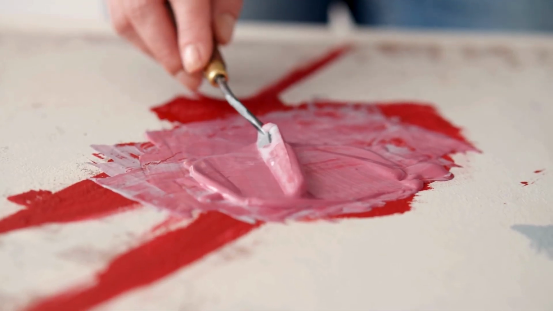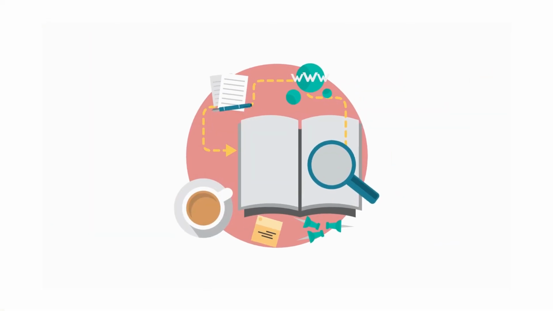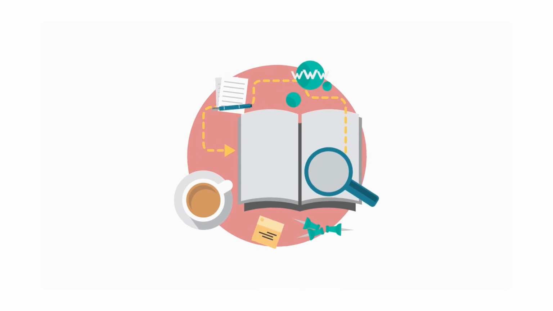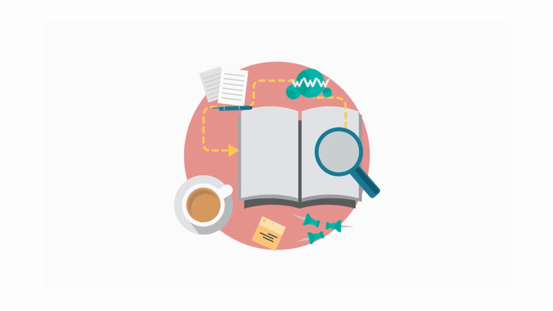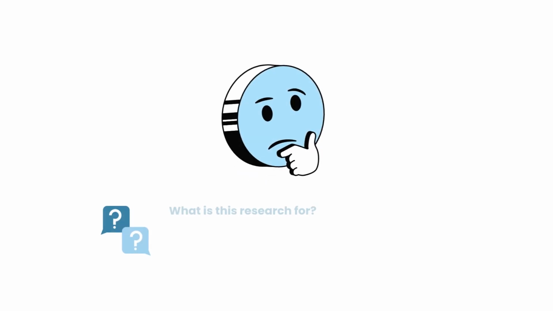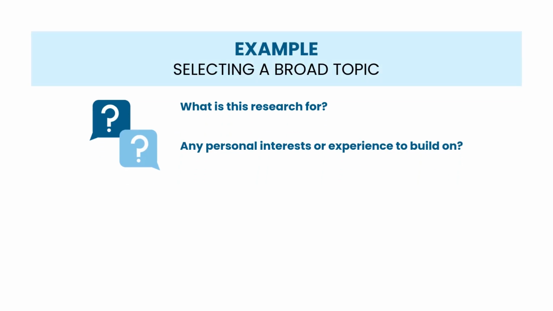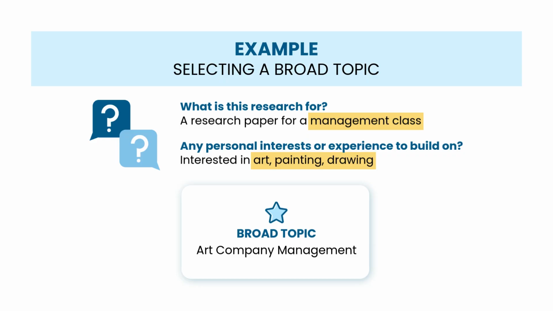Research tends to be more engaging when it connects to something you care about. Lastly, you can get inspiration from other scholars and researchers. Watch conferences or read some articles and try to identify gaps or emerging issues that need more research attention. In general, ask yourself what the research is for, and are there any experiences or interests that you want to build on and learn more about. For example, if you are interested in art and taking a management course, your broad topic could be art company management.